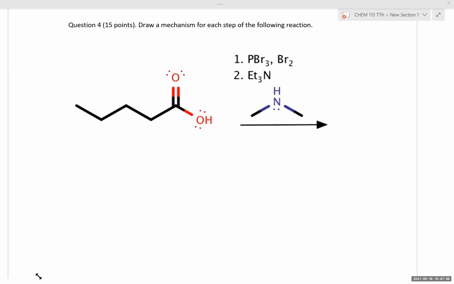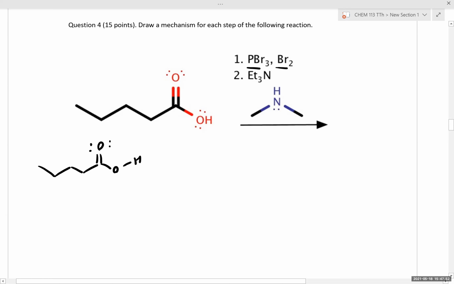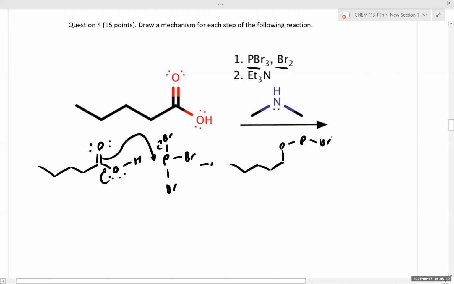So we're treating a carboxylic acid with phosphorus tribromide and bromine. These are classic Hell-Vollard-Zielinski reaction conditions. Our first step is we have a strong electrophile, phosphorus tribromide. So our carboxylic acid will attack our electrophilic phosphorus atom, and that in turn generates an activated leaving group.